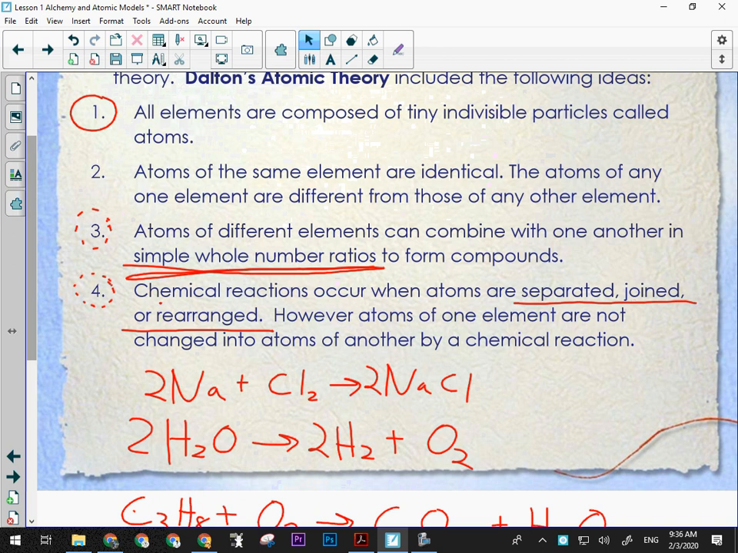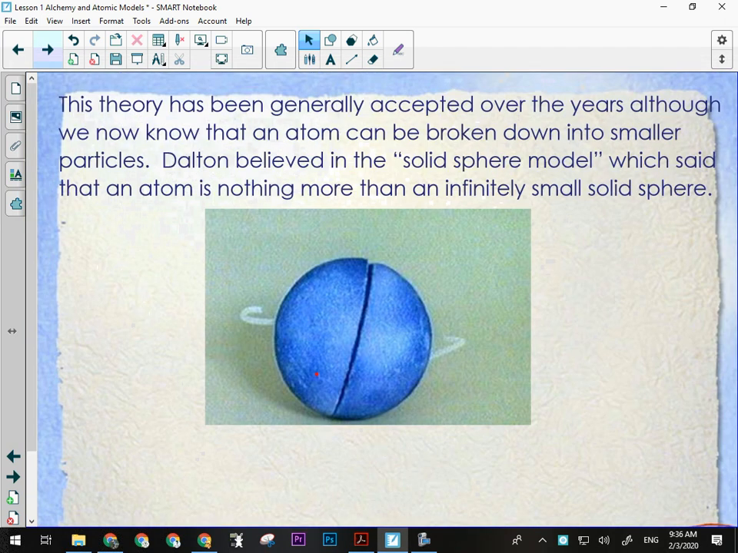Okay? And we couldn't see them. That worked. It still explained how they could rearrange, how they could join, all that kind of stuff. There was nothing really wrong with that idea. Nothing wrong with it until somebody performs an experiment that can't be explained by atoms being a little ball. That experiment was performed by a person named J.J. Thomson. So sorry, this is Dalton's solid sphere model. That was the first model of the atom. The atom is a ball.